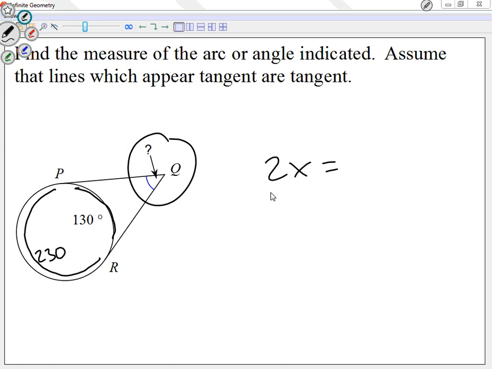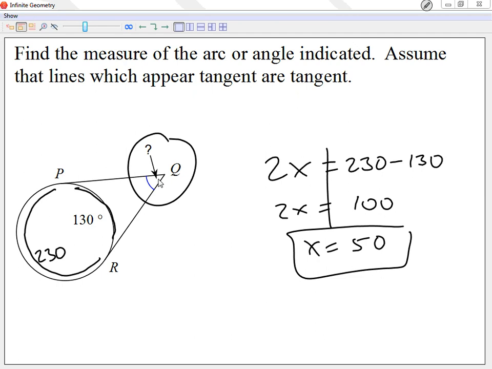So I have my two arcs, and I'm going to go 230 minus 130. Remember, always start with the bigger arc. So I have 2x is equal to 100, right? 230 minus 130, that's 100. So x in this case is 50. The angle in this case is 50 degrees. So remember, to subtract the two arcs, start with the biggest one.